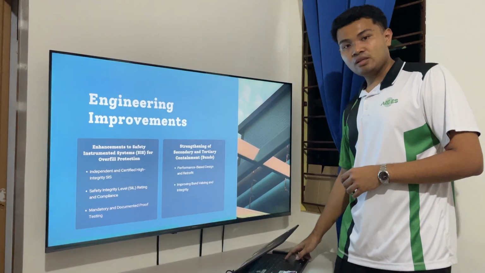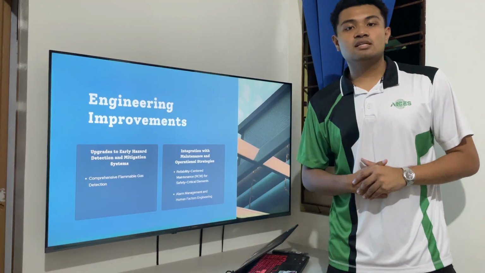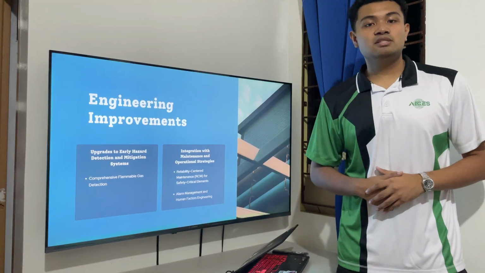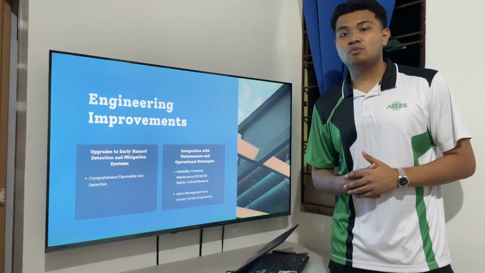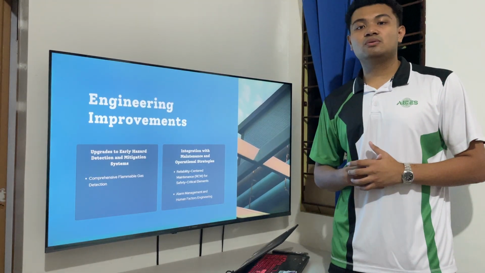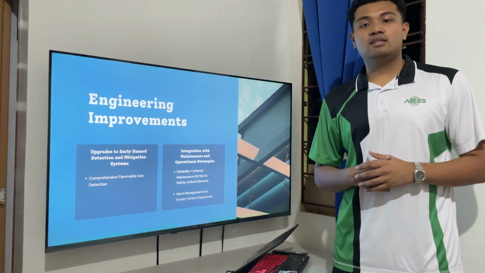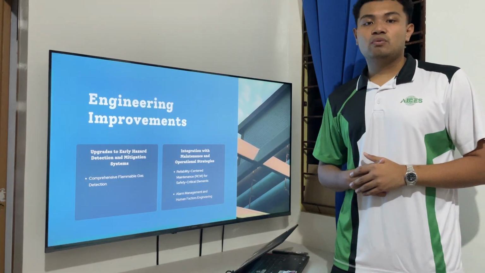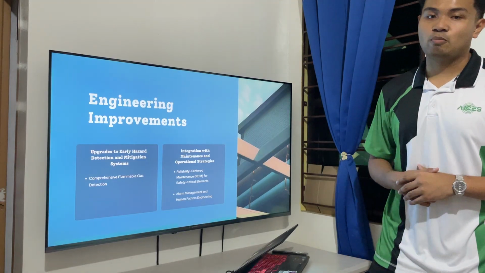Next is upgrades to early hazard detection and mitigation systems. Early hazard detection through the installation of a comprehensive flammable gas detection system in high-risk areas such as bunded zones and tank pits. This system should provide immediate warning to the control room and be integrated to automatically initiate mitigation measures such as activating water spray systems or isolating key equipment, addressing the critical gap where the original hazard assessment underestimated the risk of a vapor cloud explosion.